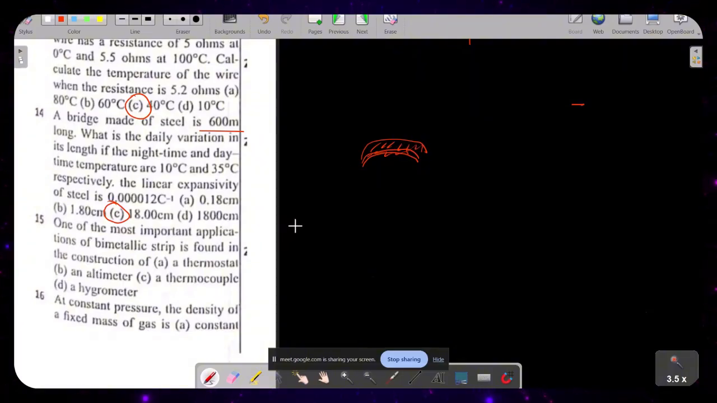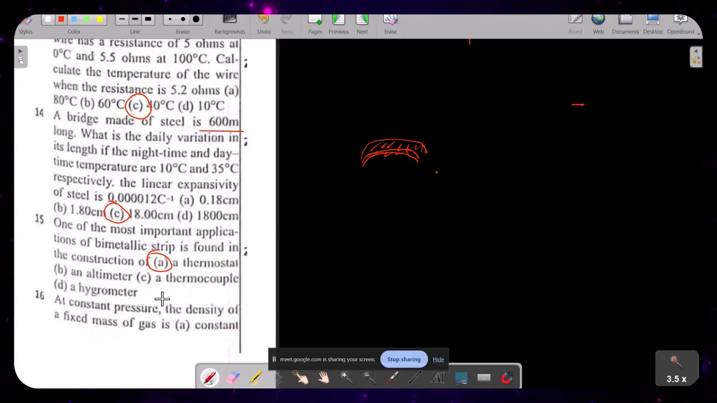So where do we use such a metal? We use it where we need a kind of make and break contact. When you heat the metal, it will bend and make a contact. When it cools, the metal will return to its normal position. We need it in a thermostat, like the ones in your pressing iron. When the iron becomes too hot, it will automatically switch itself off. We don't use it in an altimeter, which has to do with height, or in a thermocouple, which has to do with heating metal to generate electricity, or in a hygrometer. It's only in a thermostat where you can make and break a switch.